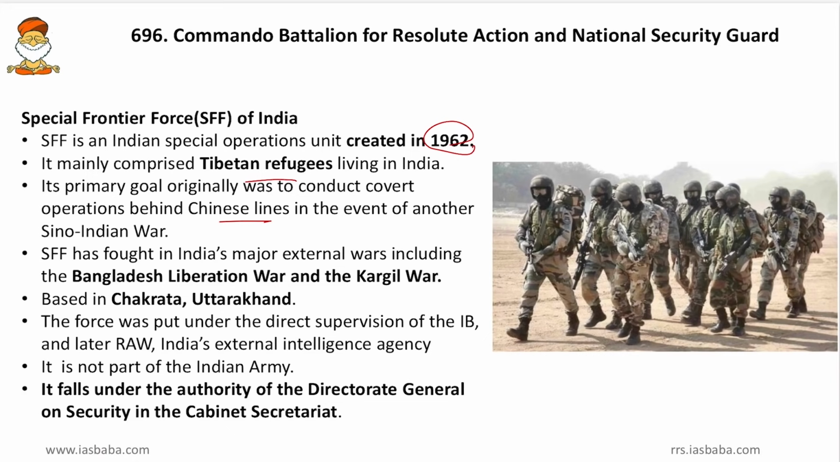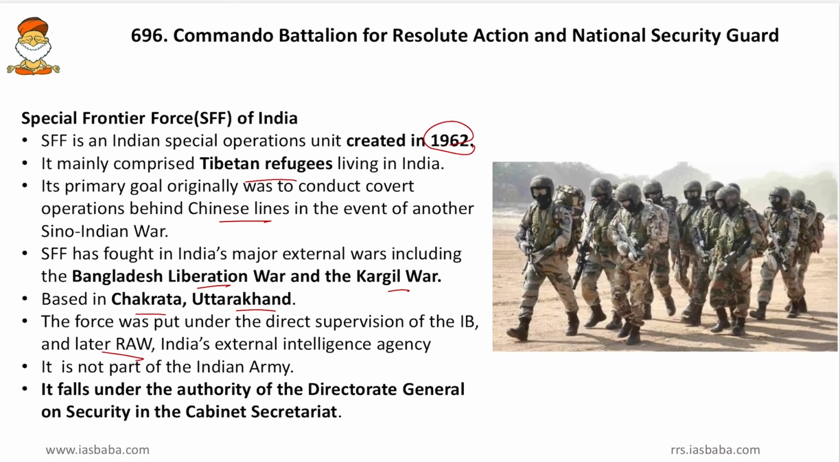Then SFF has fought in India's major external wars, including the Bangladesh Liberation War and the Kargil War. So friends, even in the 1971 war and in the 2000 war, it played an active role. Then it is based in Chakrata in Uttarakhand. Then the force was put under direct supervision of the Intelligence Bureau.